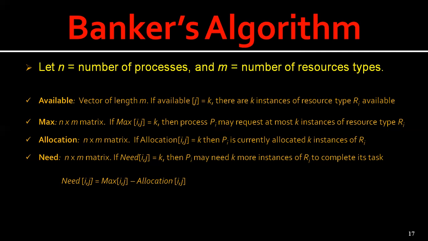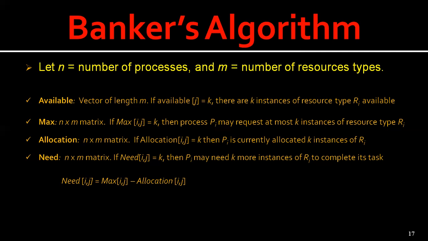The last one, need. It is an n by m matrix which indicates the remaining resources needed by each process. If need[i][j] is equal to k, that means the process Pi may need k more instances of the resource type Rj so that it can complete its task. Note that need[i][j] is equal to max[i][j] minus allocation[i][j]. These data structures vary over time in both size and value.